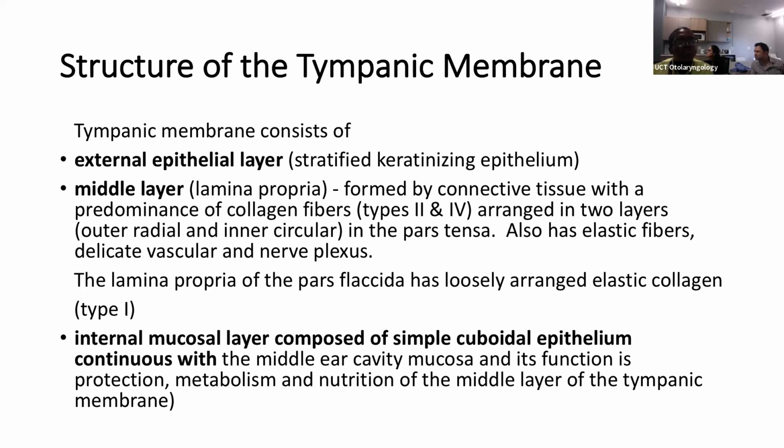The lamina propria of the pars flaccida, unlike that of the pars tensa, which is well organized, is loosely arranged with elastic collagen fibers, type 1. Then there's the internal mucosal layer composed of simple cuboidal epithelium, which is also continuous with the middle ear cavity mucosa. Other texts describe it as columnar epithelium, and its function is to provide protection, metabolism, and nutrition of the middle layer of the tympanic membrane.